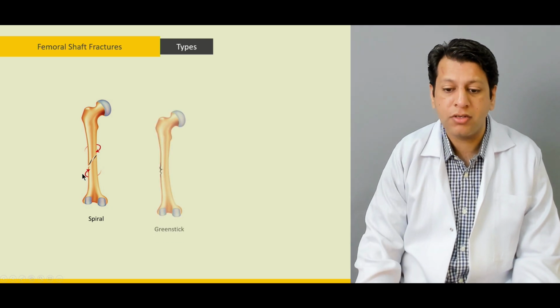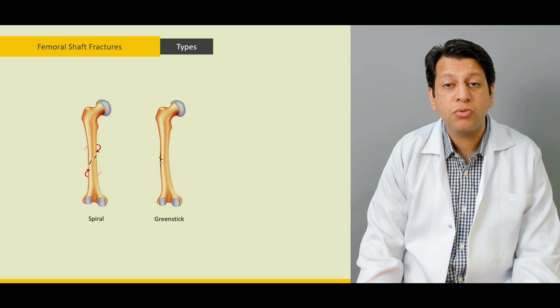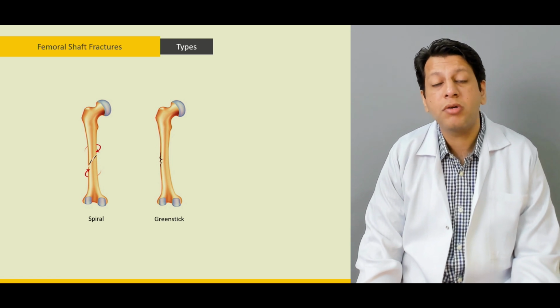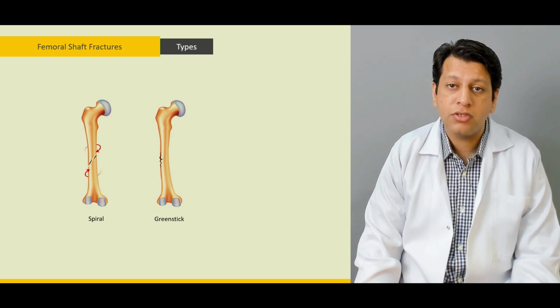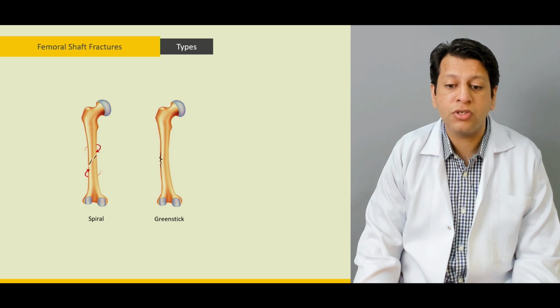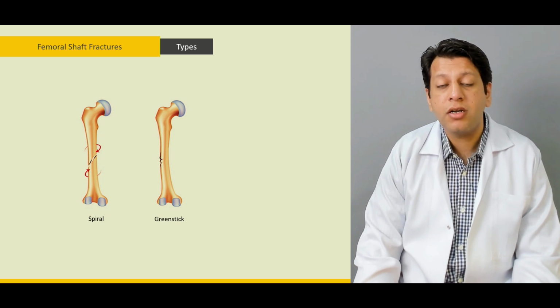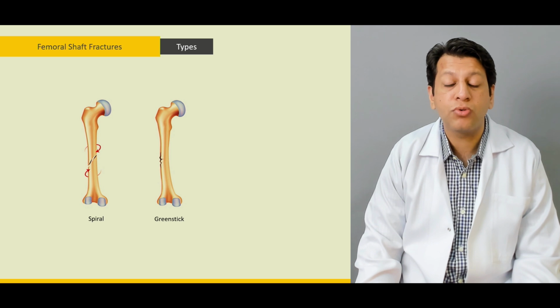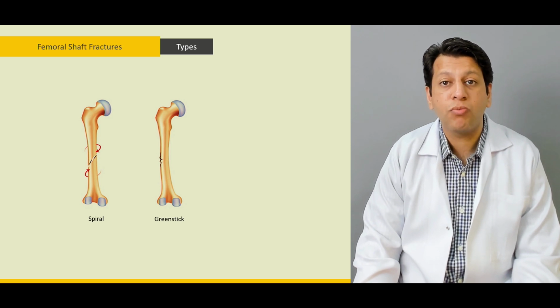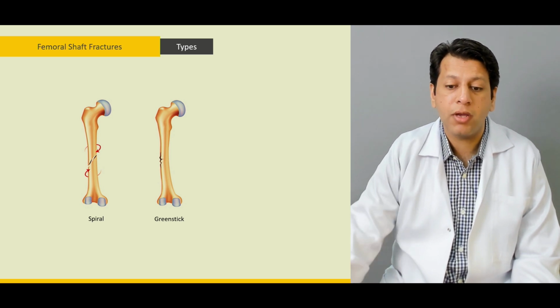This could be a greenstick fracture as well, which is not usually seen in adults but is more common in children, and this is due to the flexibility which is naturally present in the bones of children. That is, one cortex fractures and the other remains intact.